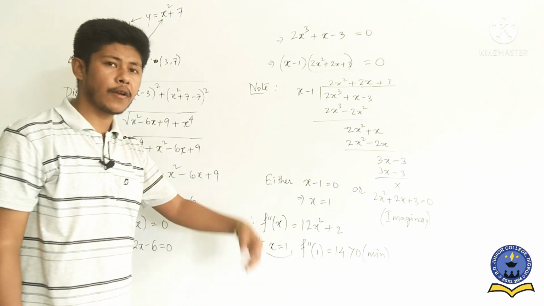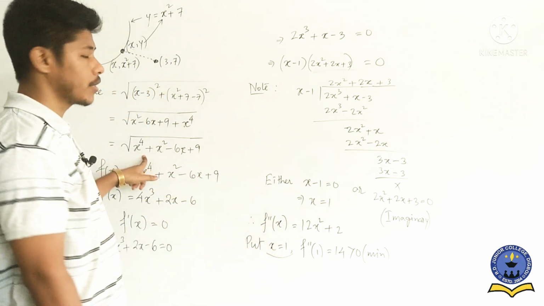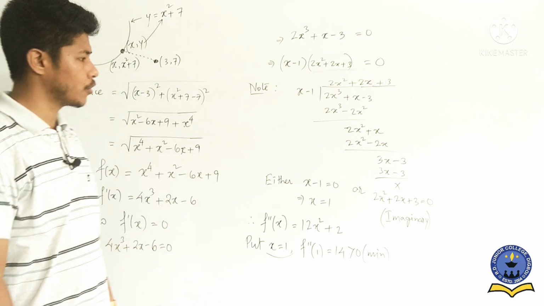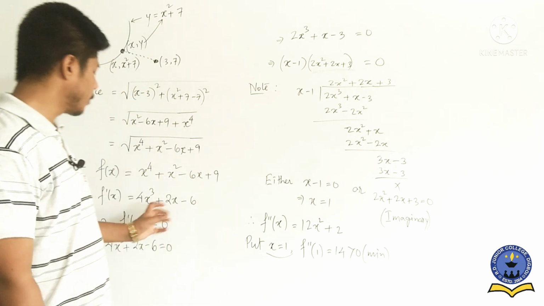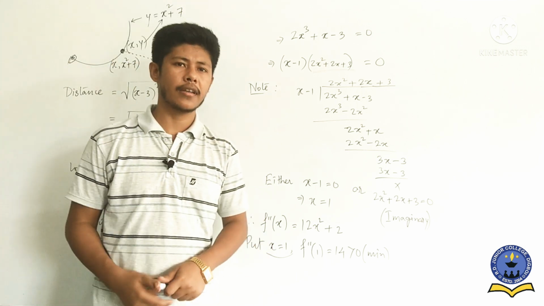So first, we have to verify whether we get the nearest distance or not. And after that, this x equal to 1, we have to put here, and then we get the final answer. I hope all of you understood this question. Very simple question, a little bit of calculation is here. If you calculate this properly, easily we get the answer.